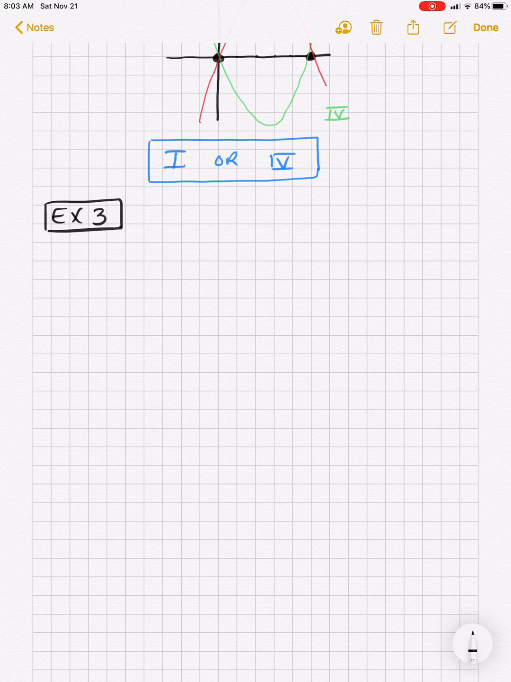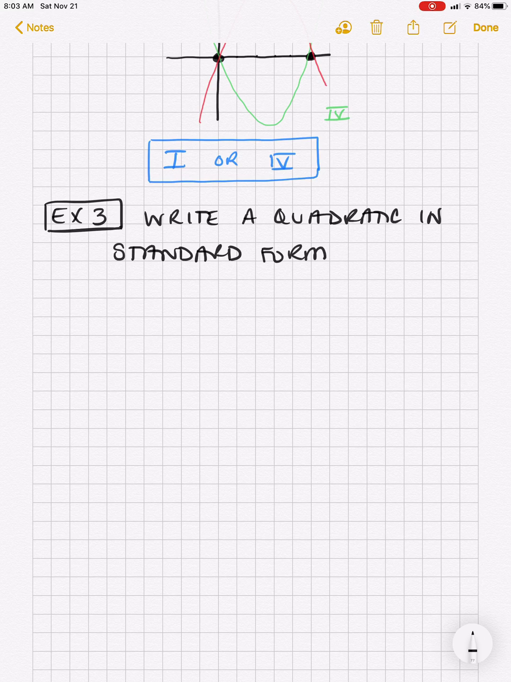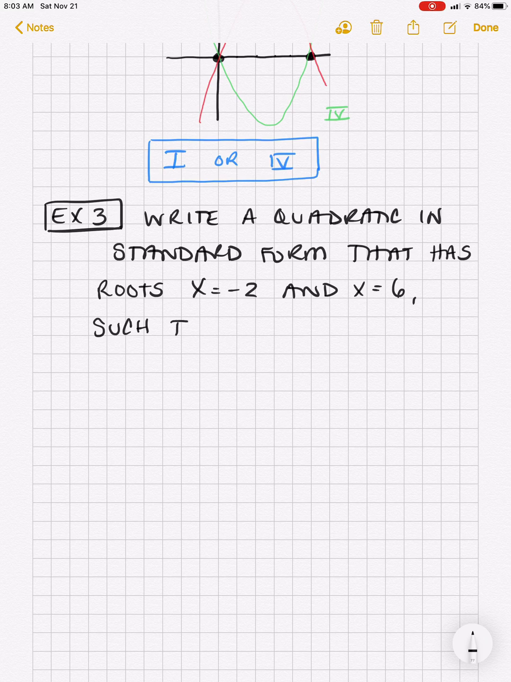Okay, so write a quadratic function. Write a quadratic in standard form that has roots x equals -2 and x equals 6, such that f of -3 is equal to 27. Okay, finish writing that down.